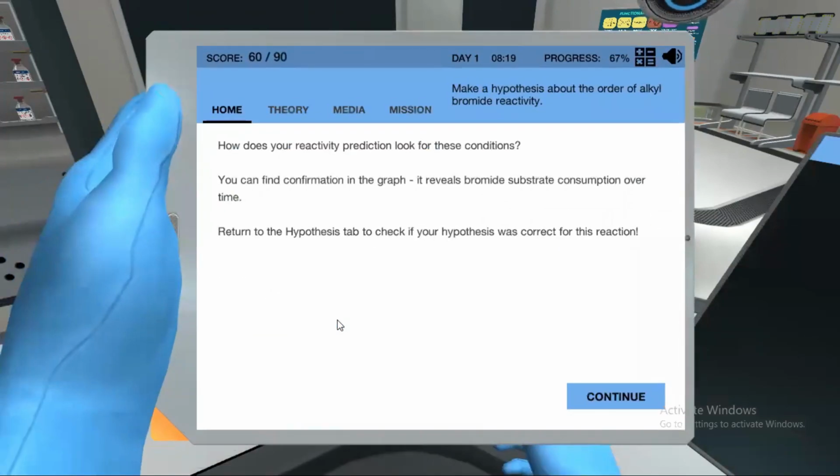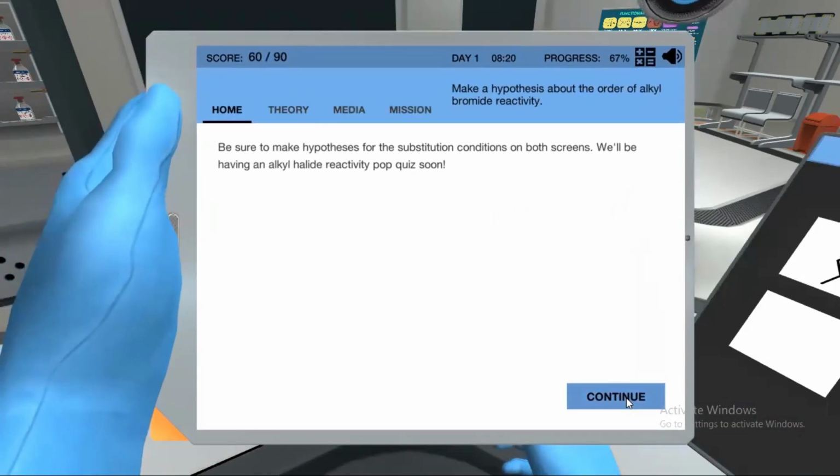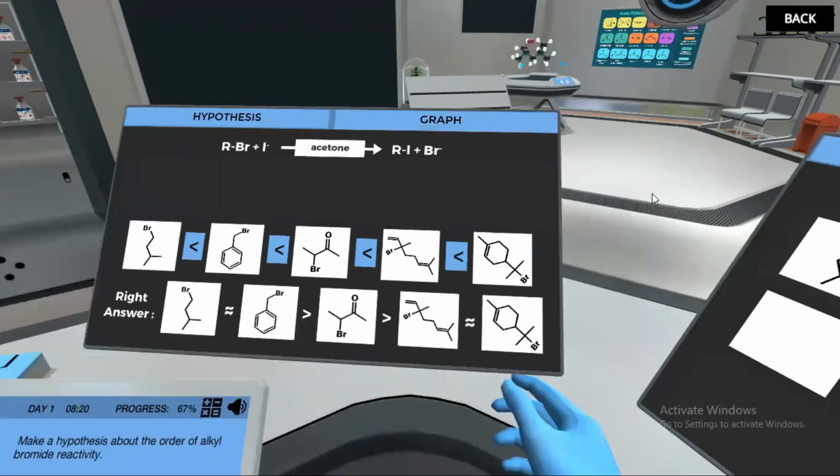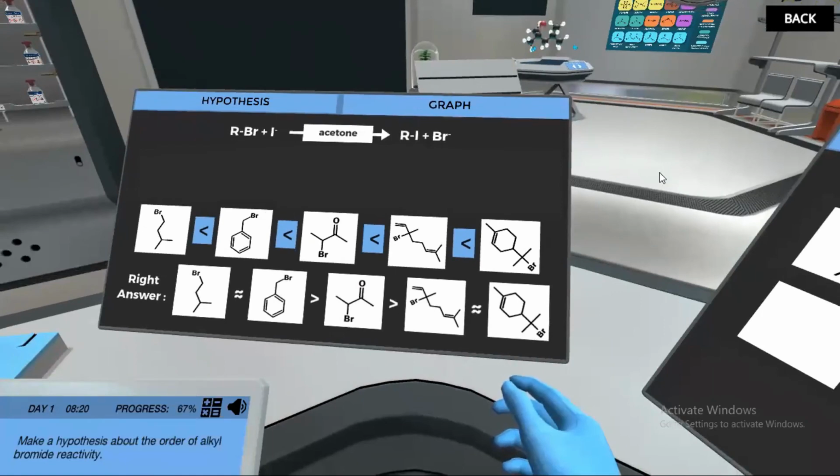How does your reactivity prediction look for these conditions? You can find confirmation in the graph. It reveals bromide substrate consumption over time. Return to the Hypothesis tab to check if your hypothesis was correct for this reaction. Be sure to make hypotheses for the substitution conditions on both screens. We'll be having an alkyl halide reactivity pop quiz soon.